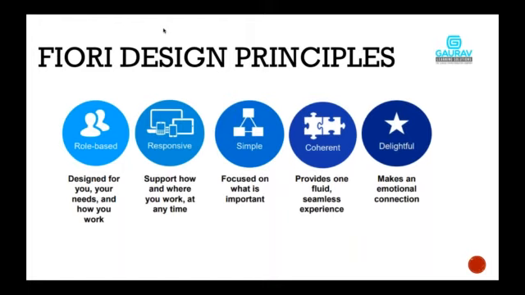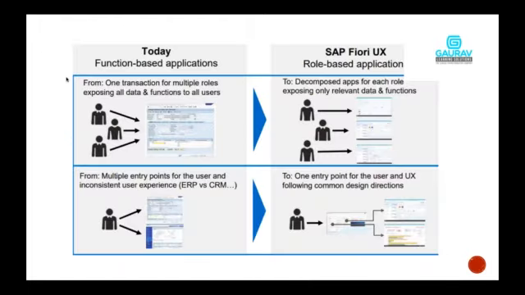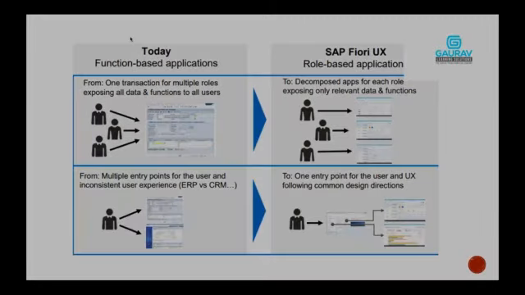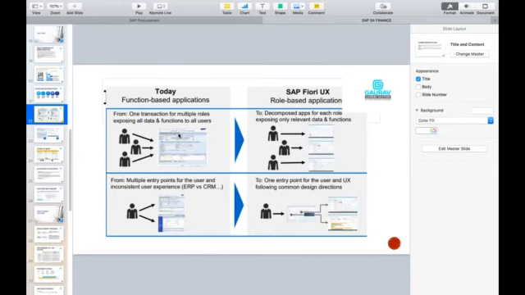Okay, so this is just for example. You can see today it is a function-based application. What do you mean by function-based application? So one single screen, let's take an example, you want to maintain the vendor master data. Vendor master data is maintained by the sales department, by the purchase department, and also by the FI department. Accounting section is by FI, sales related information from SD, and procurement related information from MM. But the transaction code is the same, MM01.